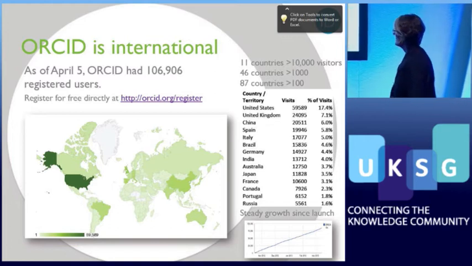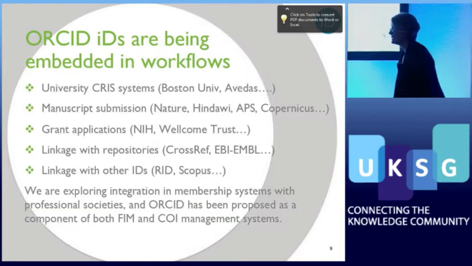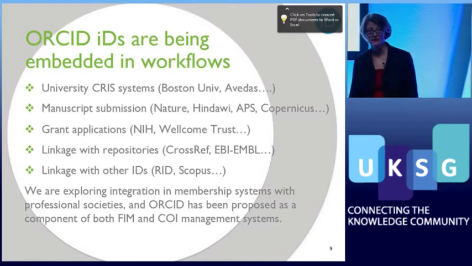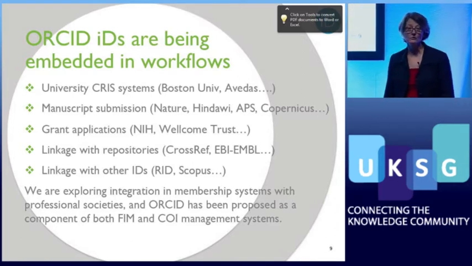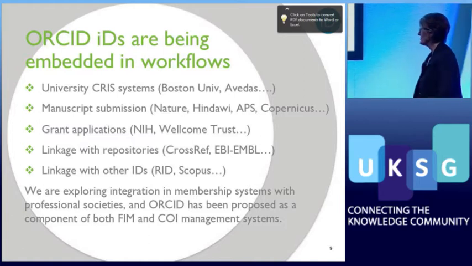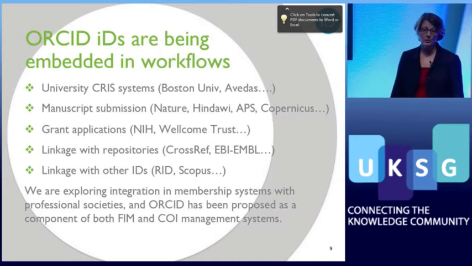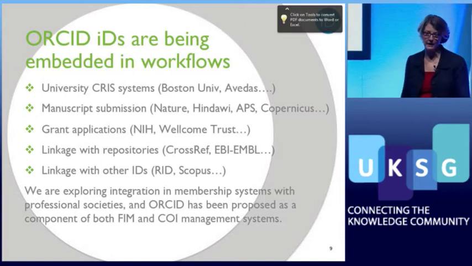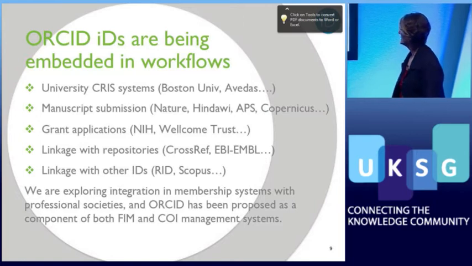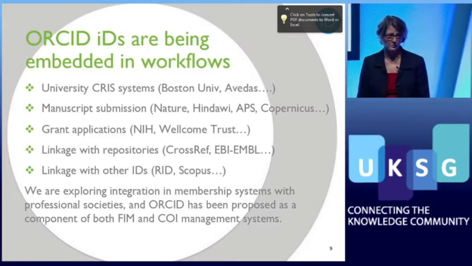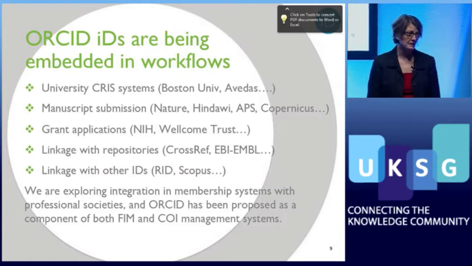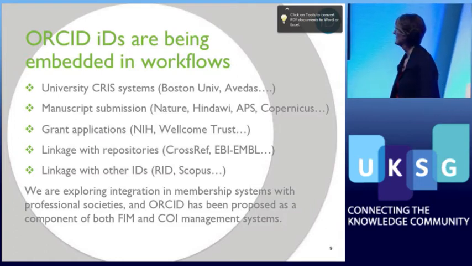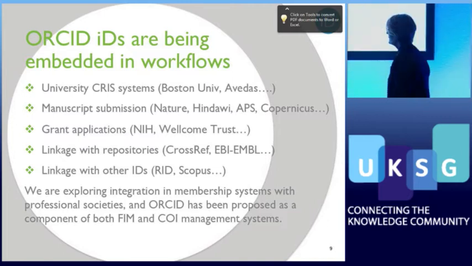So, ORCID IDs are being embedded in university CRIS systems. I'm going to show you an example of that, both by the university themselves and by vendors. Okay? In manuscript submission systems, both by the publishers and by vendors. And I'm happy to provide a complete list. I don't have it up here, but there's a number of vendors, and actually all the major vendors, and I would say the vast majority of publishers will have embedded ORCID identifiers by the end of this year into the manuscript submission system.